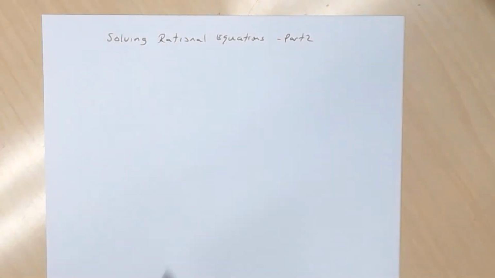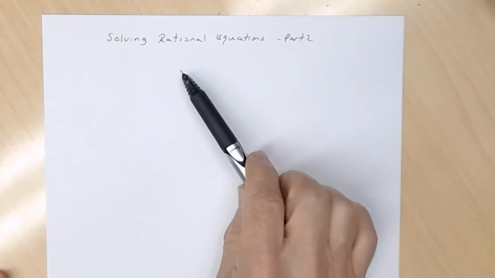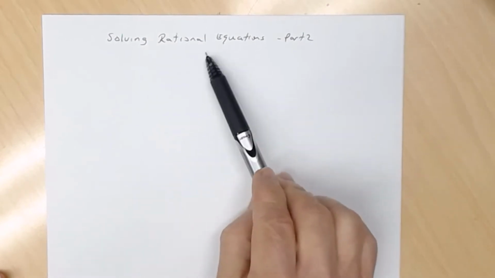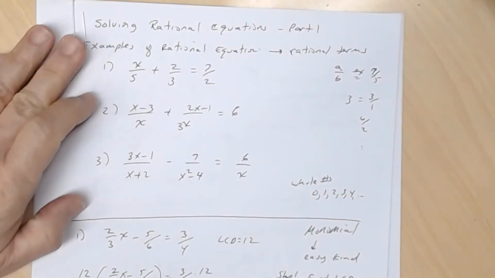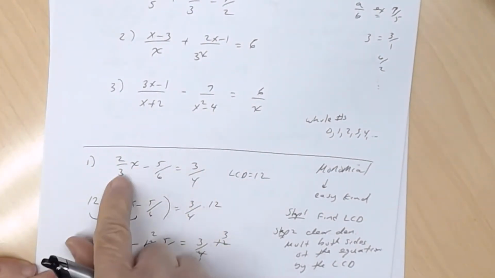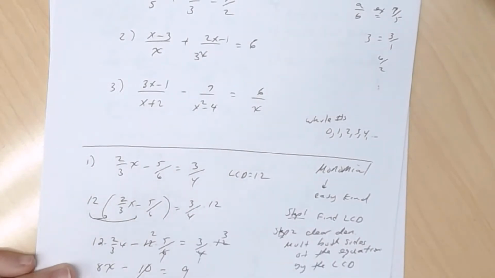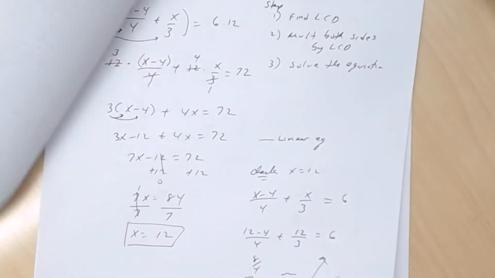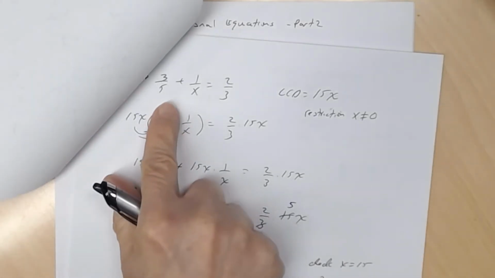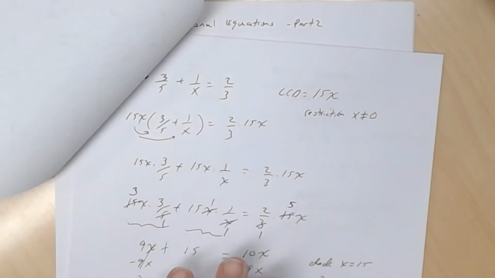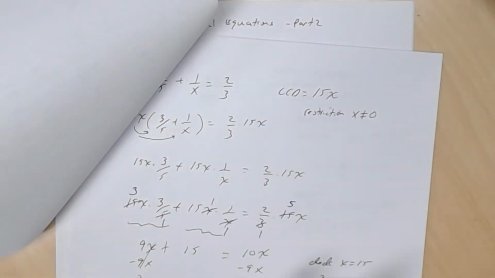Okay, so this is part two of the lesson on solving rational equations. And remember in part one, when we solved rational equations, our denominators were monomial factors. If you go through all the examples we did, the denominators were monomials. So go back and make sure you review part one.